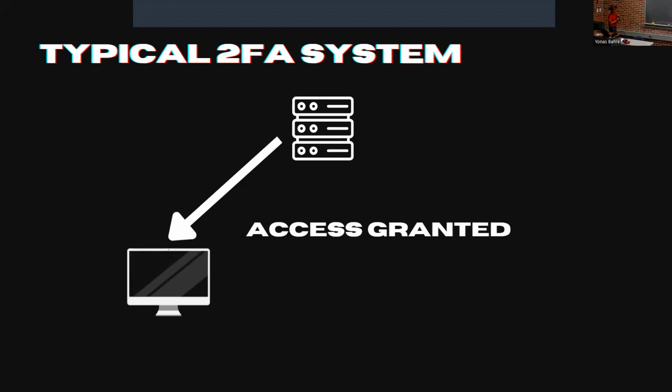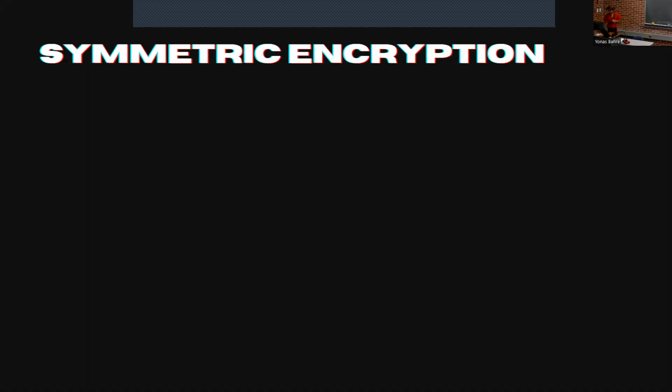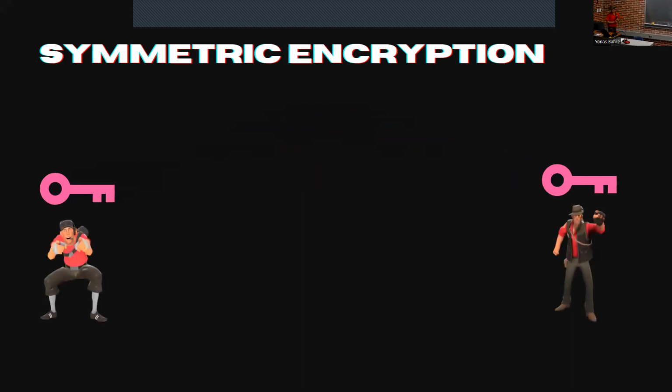So before I go into offline two-factor authentication, I'll do some cryptography background. We're going to start with symmetric encryption. For symmetric encryption, we have a shared key. Let's create a scenario. Our scenario is this guy, Scout, and Sniper want to communicate. So both of them have the same key, same copy of the key. But we also have this blue spy. He wants to find out what they're talking about.